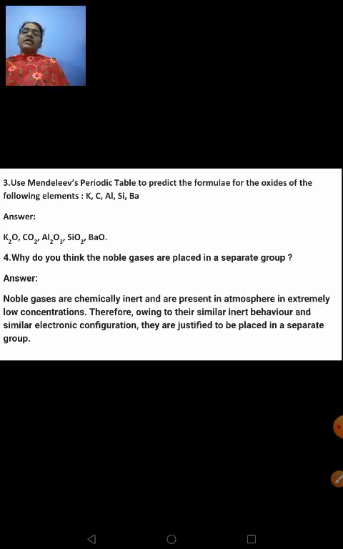Why do you think the noble gases are placed in a separate group? Noble gases are chemically inert and are present in very small amounts in the atmosphere. Therefore, owing to their similar inert behavior and similar electronic configuration, they are zero group elements. Their outermost shell is totally completed. They are justified to be placed in a separate group.